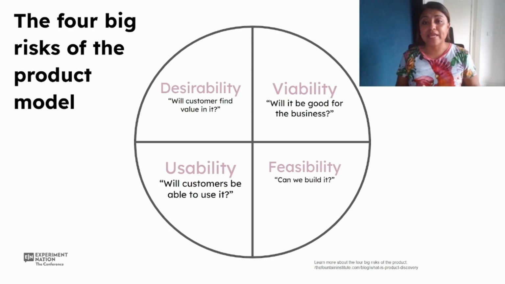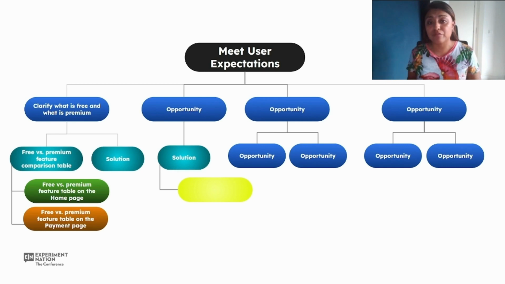We use something like the four big risks of the product model. And here basically, we put experiments in each quadrant depending on whether the experiment has desirability, viability, usability, and/or feasibility. So, for example, going back to our opportunity solution tree, from other different opportunities, we generated this experiment idea: change the heading of our homepage in order to meet the user expectations.